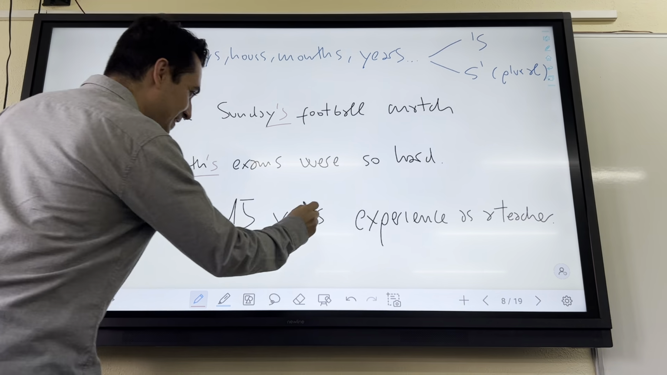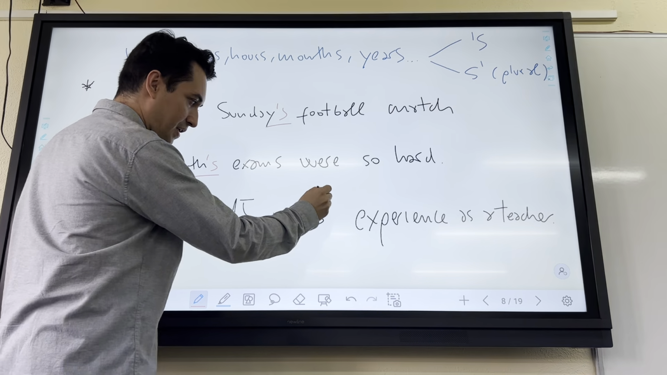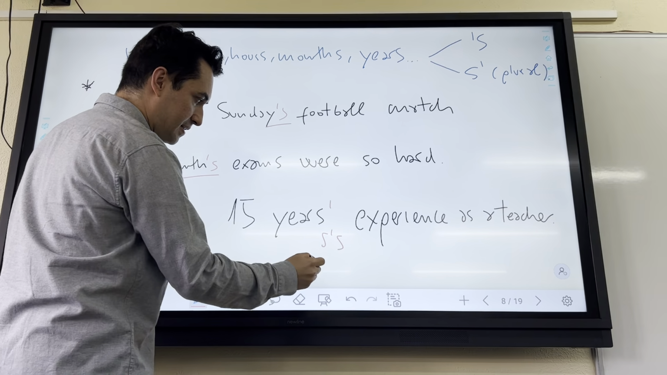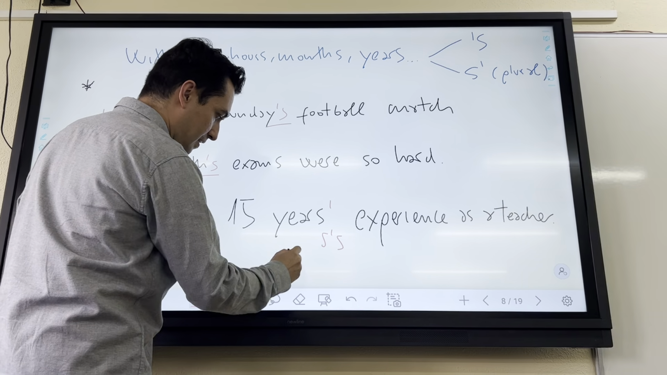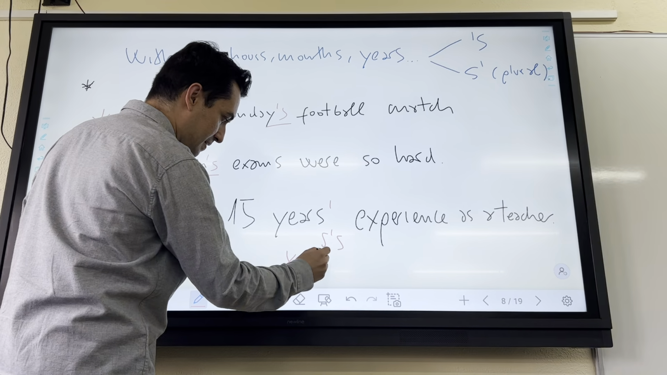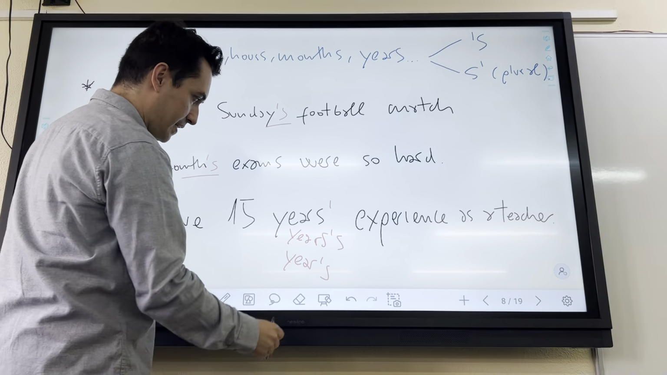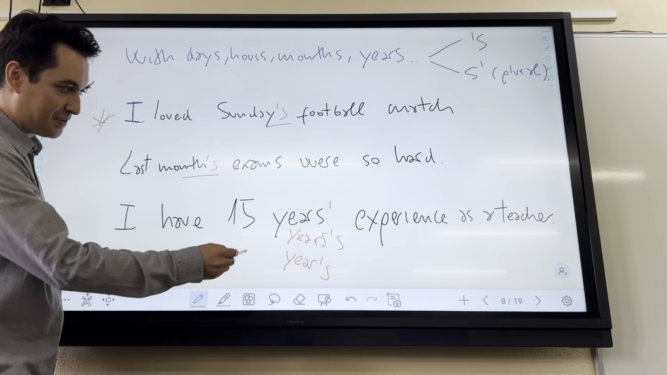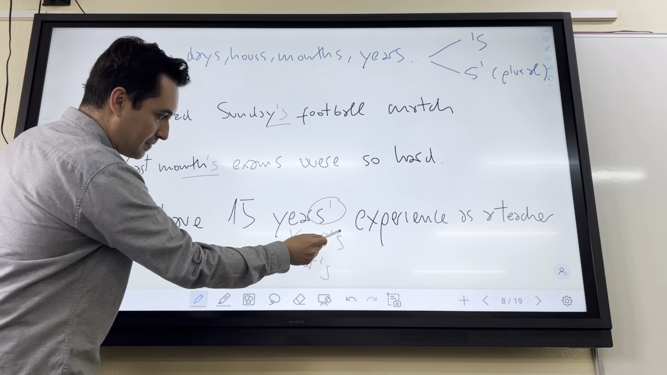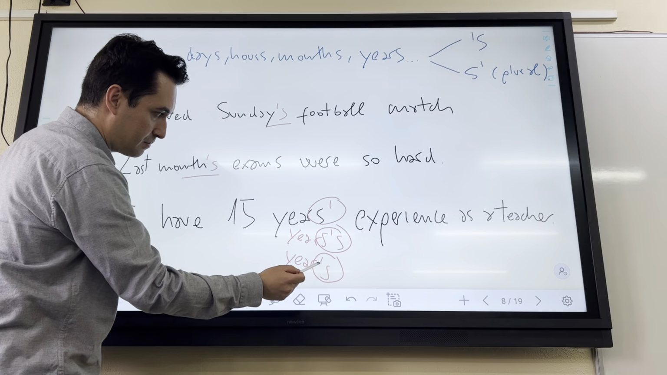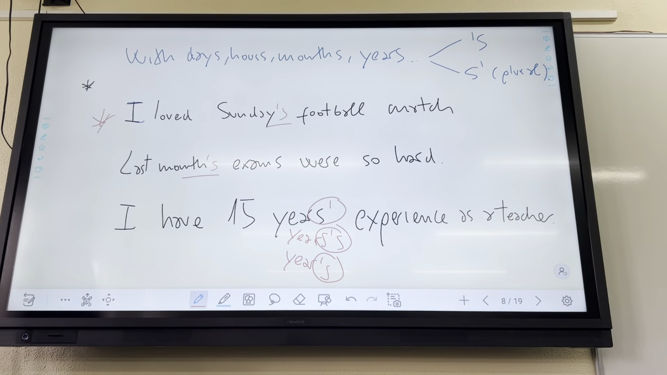Where do I put the apostrophe? Is it like this, or like this, or like this? Three possibilities: apostrophe S, S apostrophe S, or S apostrophe. Just one. Which one is the best?